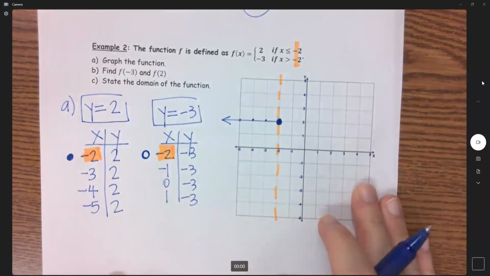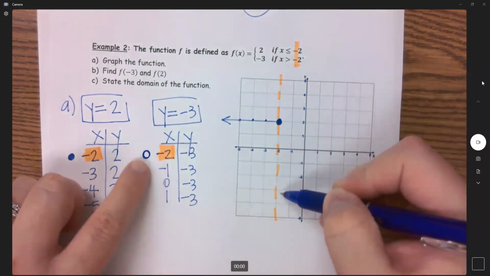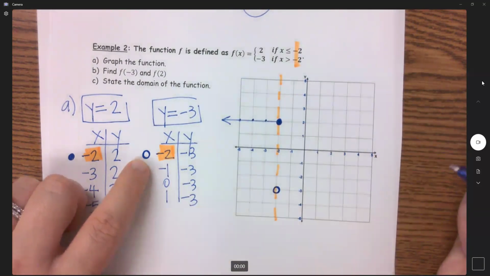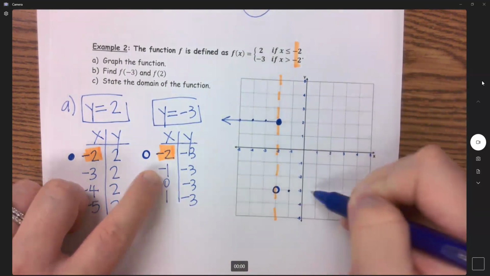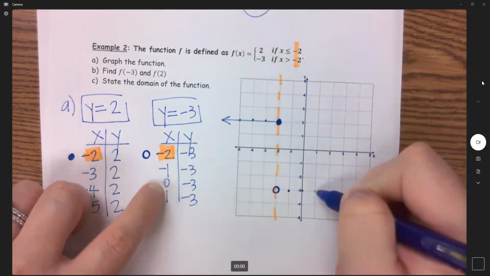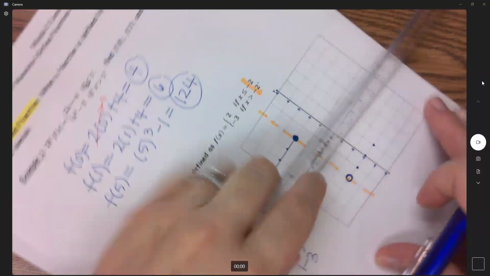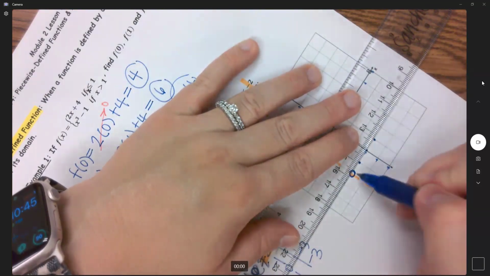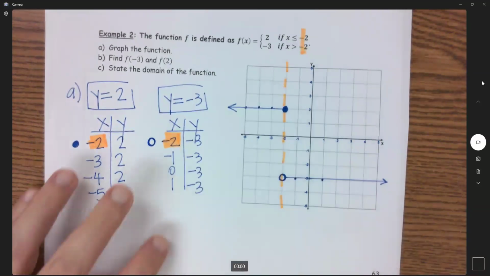So now we'll plot these points. At -2, -3, I have a nice open circle. And then regular points from here on out. So -1, -3, 0, -3, and 1, -3. And so we will go from our open circle here through the rest of those points. So here is my graph.